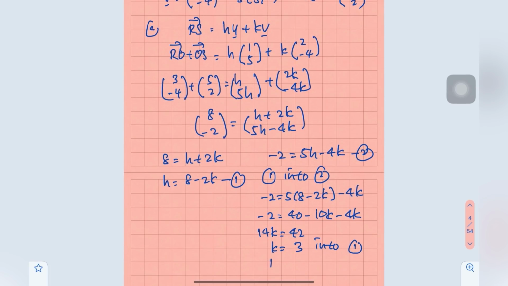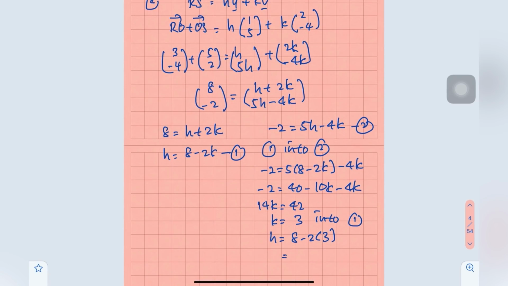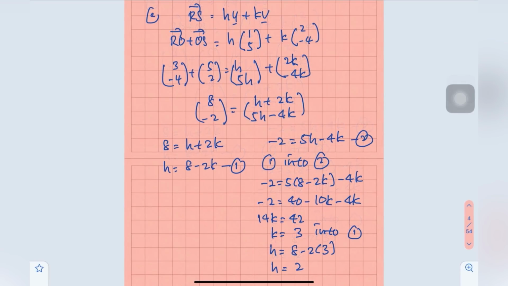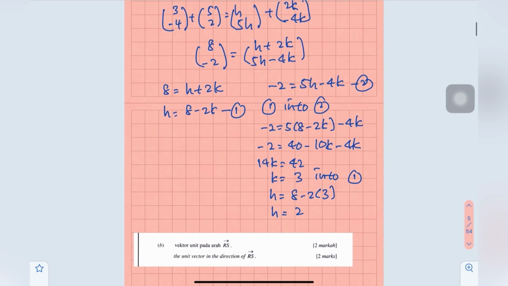Okay, masukkanlah dapat H. H, 8 minus 2 times 3. So 8 tolak 6 is 2. So K is 3, H is 2. Next, we have question B. Find the unit vector in the direction of RS.